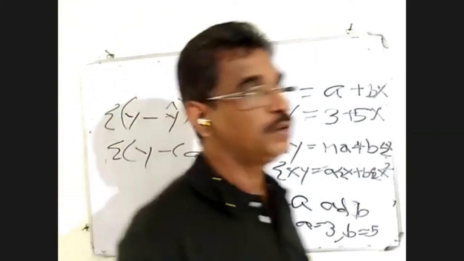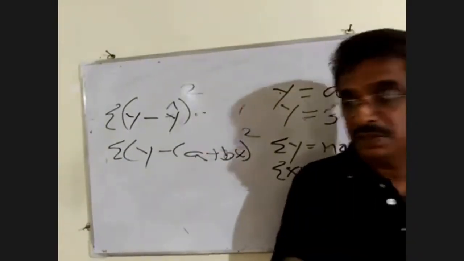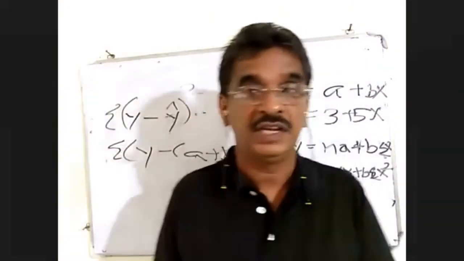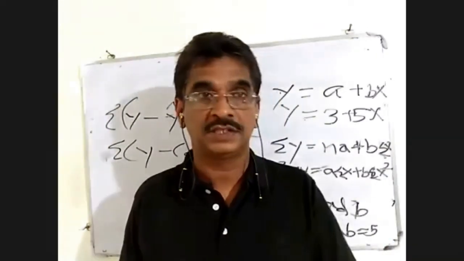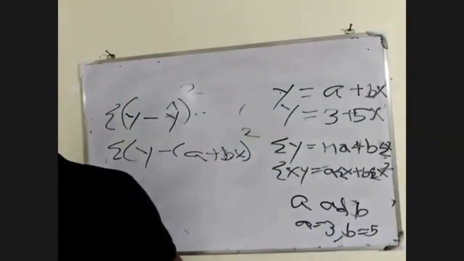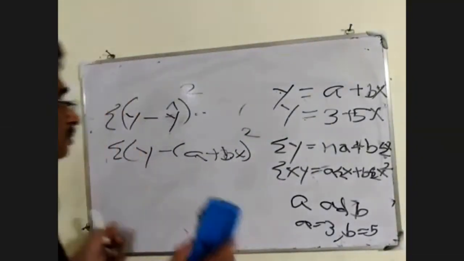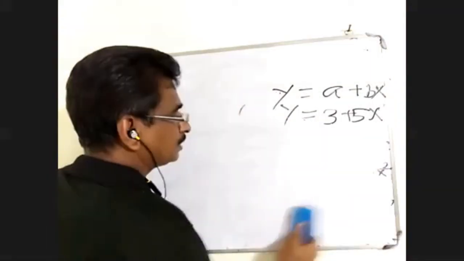Similarly, we can find the regression equation of x on y. This is the method for fitting a straight line of the form y is equal to a plus bx. Clear? Okay, we can do a simple problem. So please write something for regression analysis.